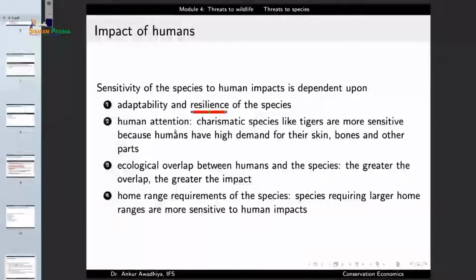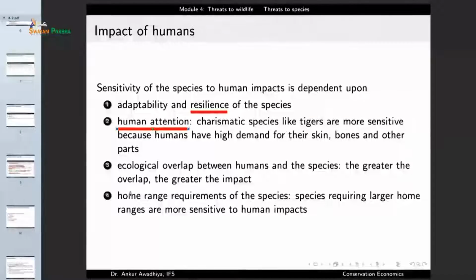Next, we have human attention. There are certain charismatic species such as tigers which are more sensitive because humans have a high demand for their skin, their bones, and their other body parts. If humans find that a certain species is beautiful, or charismatic, or majestic, then that species will be much more impacted by human beings. There is a much greater danger if the species is beautiful, like peacocks, or majestic, like tigers, and humans are giving attention to that species. So that is a big problem.